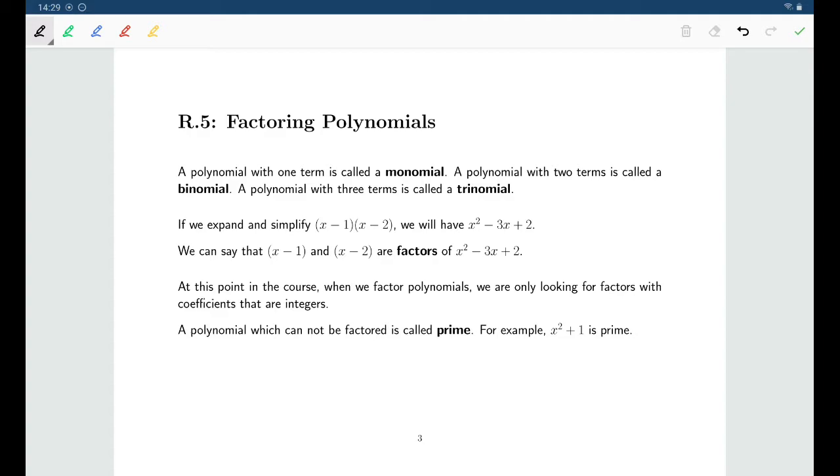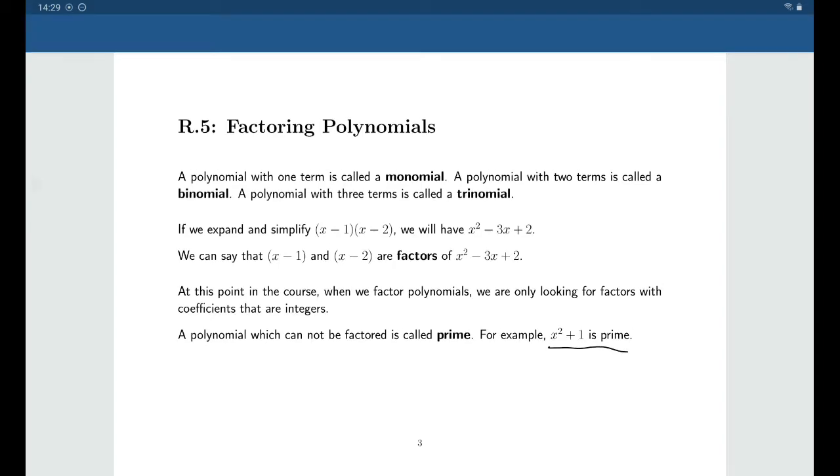And one thing that you'll hopefully remember from your previous mathematical days is that not every polynomial will factor, that there comes to be a point where you can't factor any further. And a polynomial that can't be factored is called prime. So an example here, x squared plus 1, that can't be factored, so you would say that that is a prime polynomial.